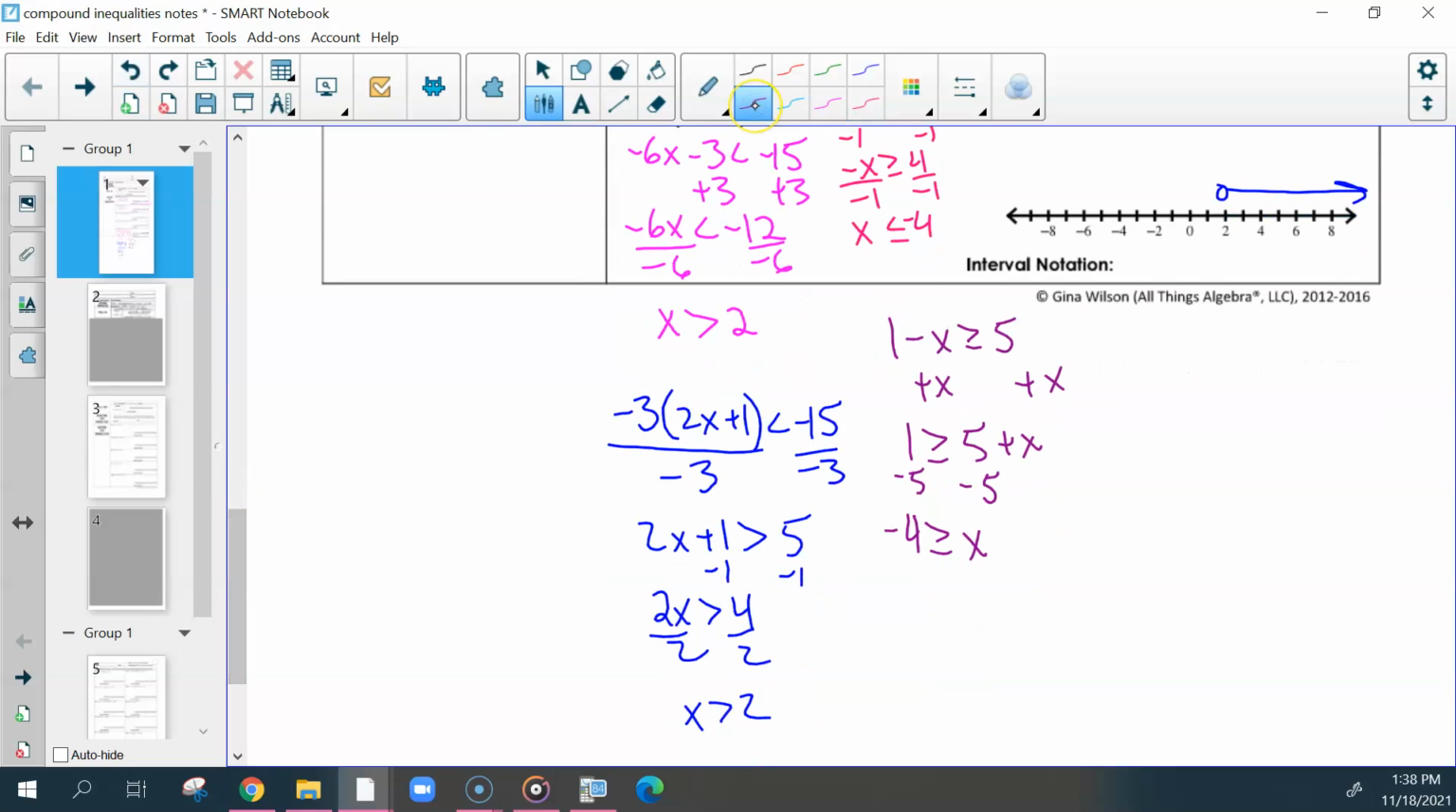Okay, anyway, going back to the second example, negative 4 is greater than or equal to x. I'm going to switch this so that I don't confuse the order. This would be the same thing as x is less than or equal to negative 4, which is what we had originally. So I would make a closed circle at negative 4 and draw my arrow to the left.